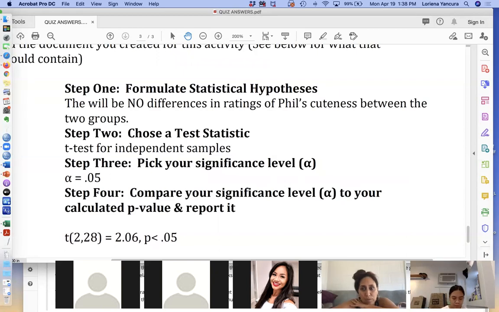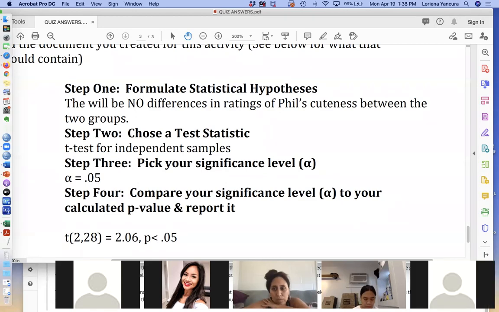So our first step was to formulate our statistical hypothesis, which is our null hypothesis. That's saying there's no differences, right? Our null hypothesis is nothing. Step 2, choose a test statistic. Because I've got different people, 2 groups, one looks at Phil with food, one looks at Phil without food, I'm going to do the test for differences, which is the t-test for independent samples.